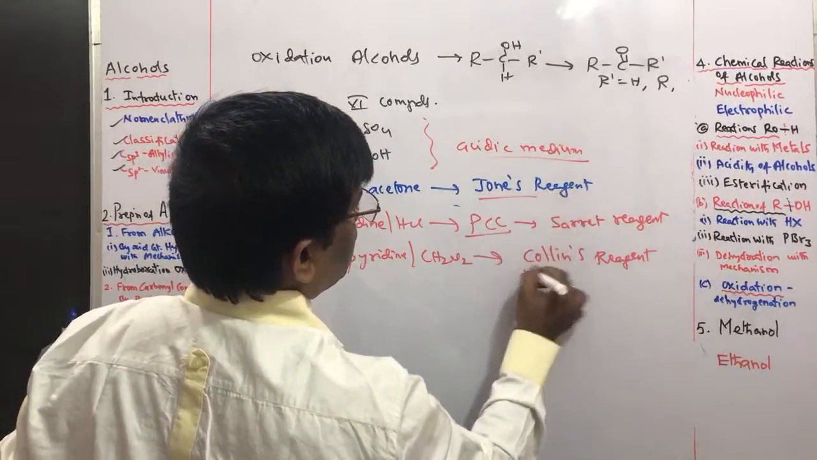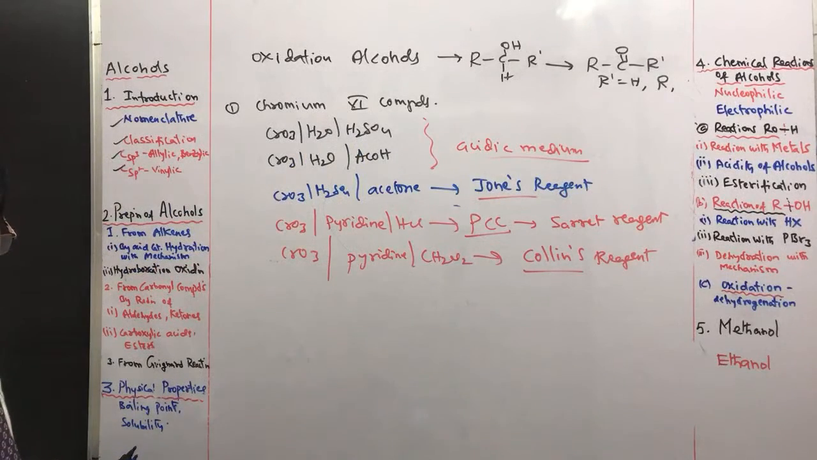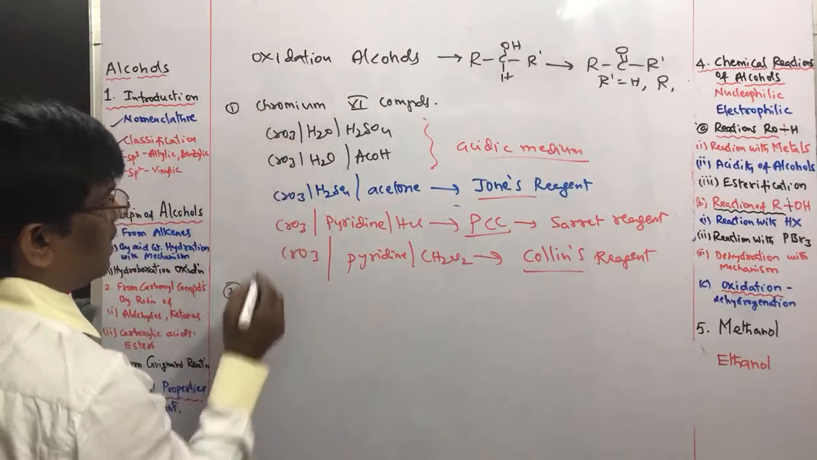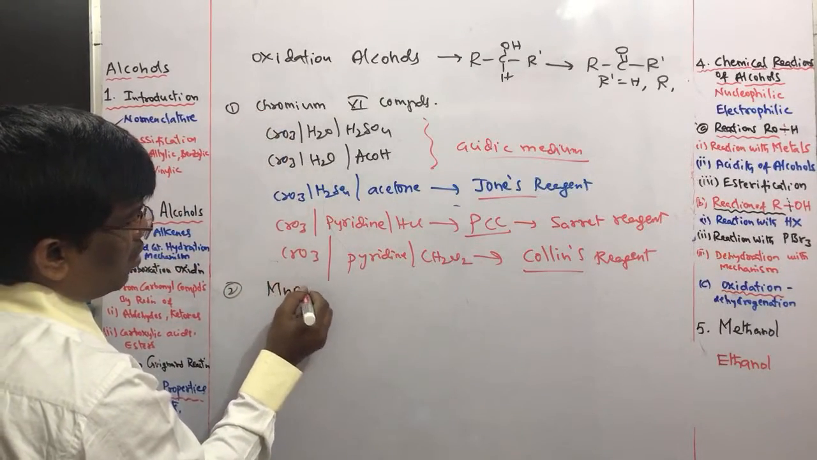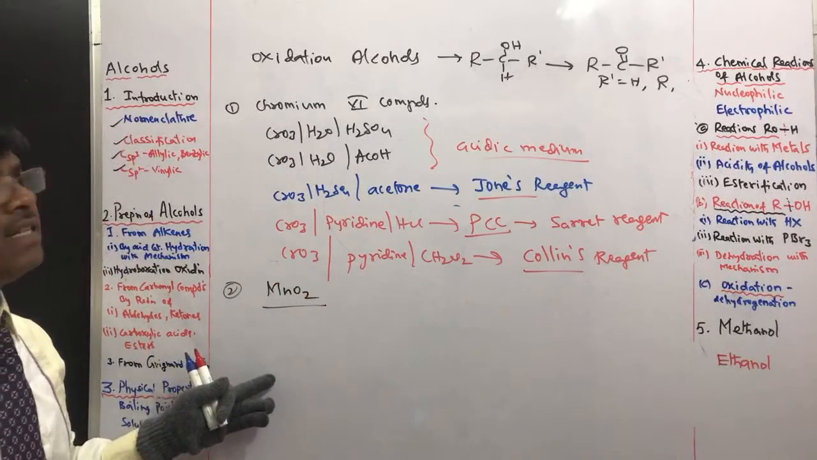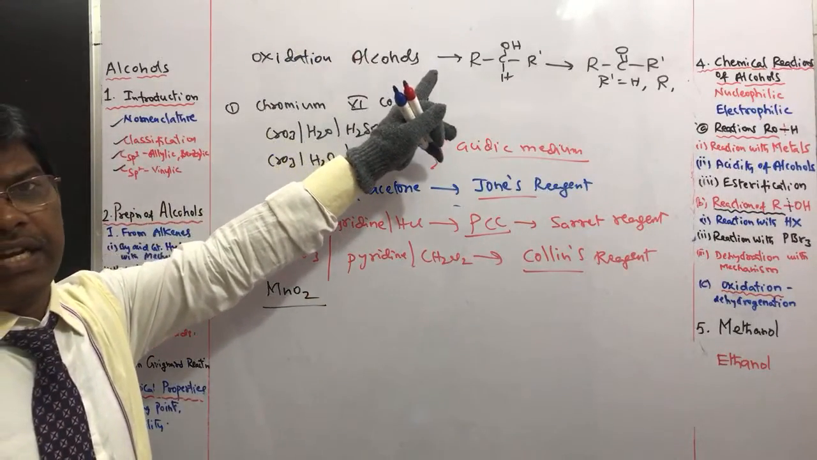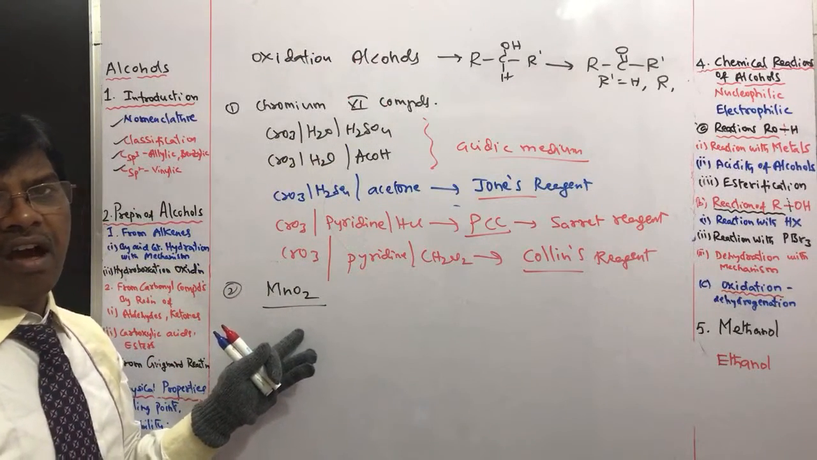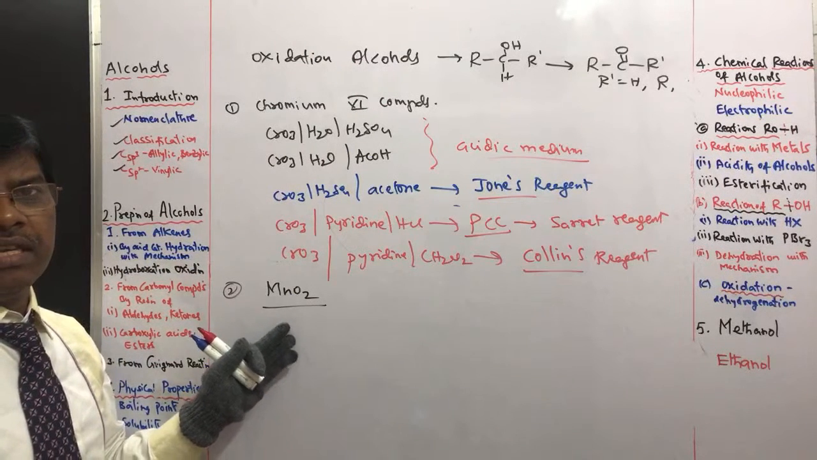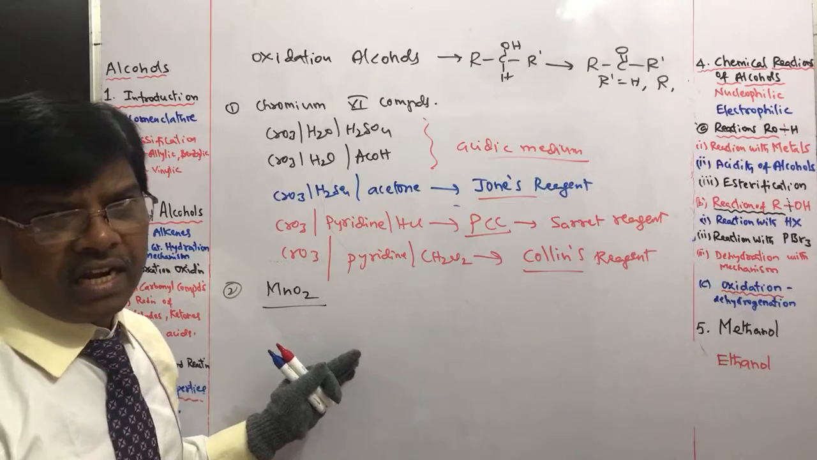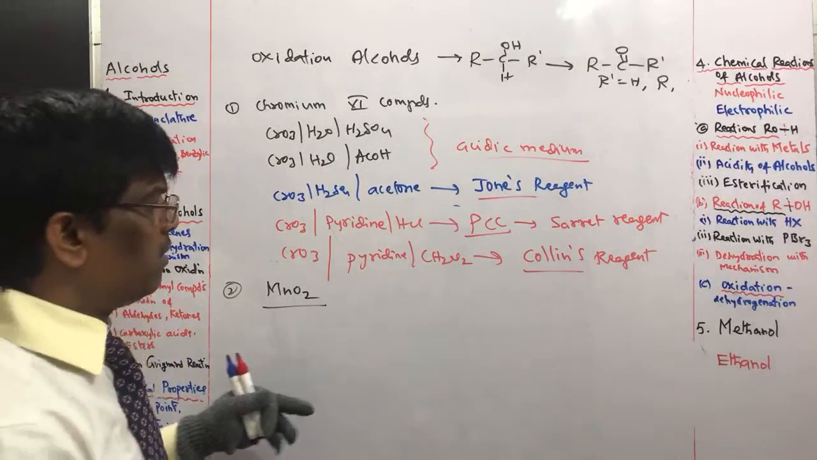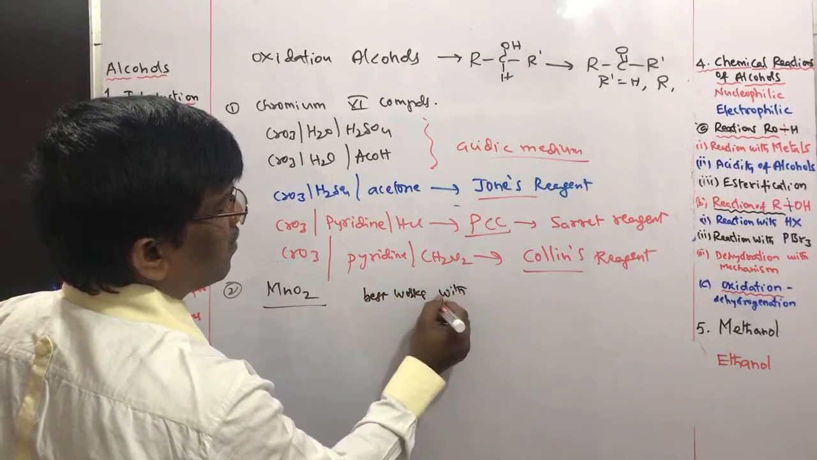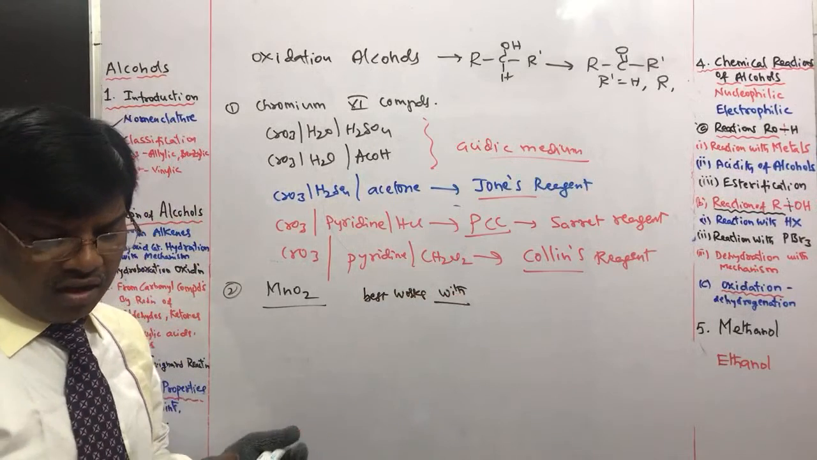These names are very, very important, students. Collins reagent. This is one type of reagents, and the second type is MnO2. MnO2 oxidizes alcohols to aldehydes and ketones. You can use MnO2 for primary and secondary aliphatic alcohols, but it works best with allylic and benzylic alcohols, right?